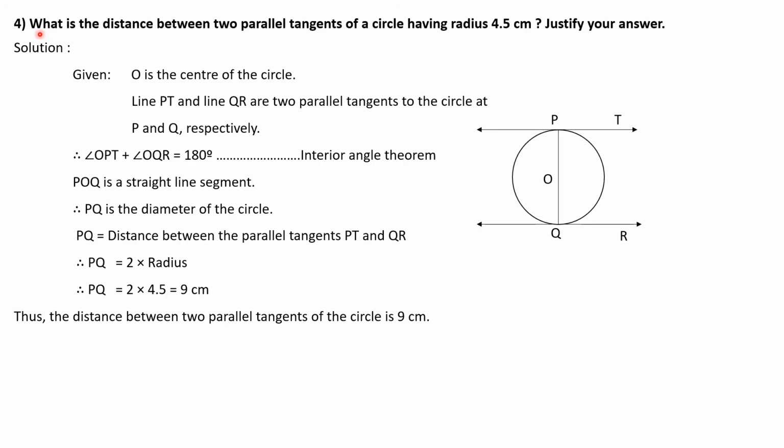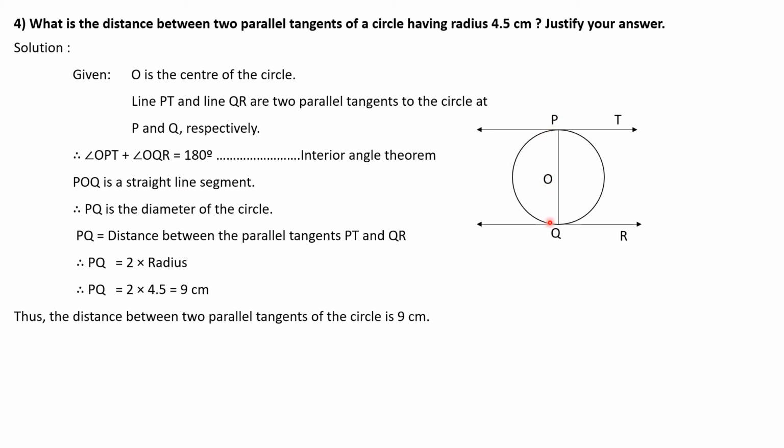Example number 4. What is the distance between two parallel tangents of a circle having radius 4.5 cm? Justify your answer. Solution. Given O is the center of the circle, line PT and line QR are two parallel tangents to the circle at point P and point Q respectively. Therefore, angle OPT and angle OQR are equal to 90 degrees. By the interior angle theorem, angle OPT and angle OQR are interior angles, that's why their sum is 180 degrees.